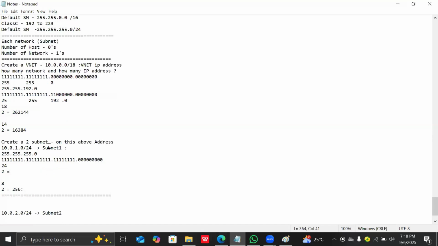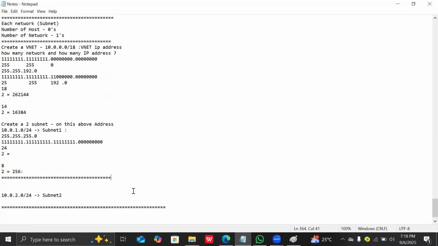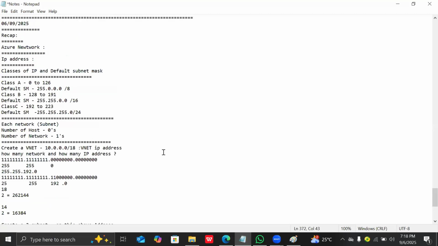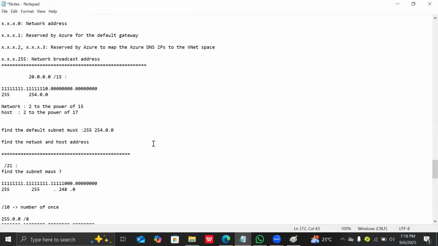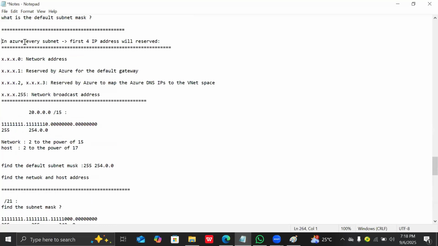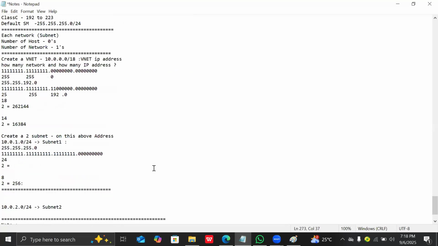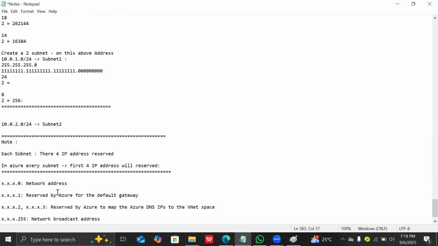remember, in each subnet, note, Microsoft has reserved 4 IP addresses. This might be asked as a question in an interview again. What are those IP addresses reserved in each subnet? Gateway, DNS, network address, and here the broadcast.